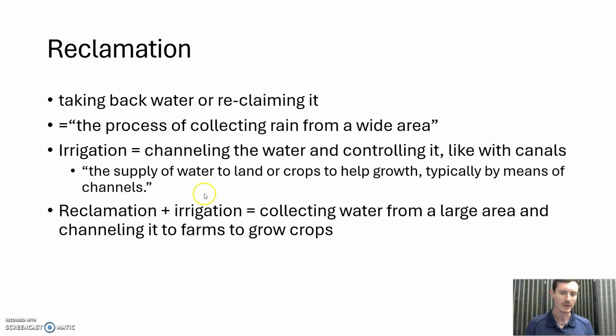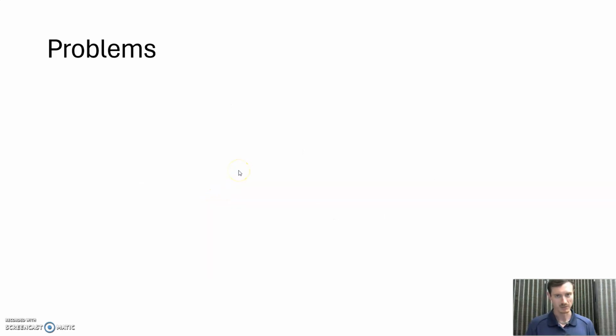So between the two, we are gathering water from a large area, storing it up, and then moving it to where we need it. And because of this process, you can farm areas that don't normally receive enough rain to be farmable, because you can collect it from elsewhere and put it to where you need it. So in that sense, we're able to grow food, and that is awesome. But there's problems, right?